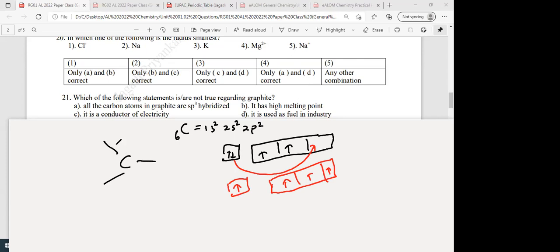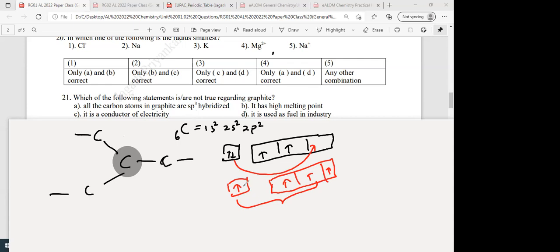To make 3 bonds, these 3 bonds are identical. In graphite, these 3 bonds are identical. Again, this will form like this. I'm interested in this one carbon atom in the graphite. There are 3 covalent bonds. To make 3 bonds, there is no need to mix 4 electrons. Only 3 electrons are enough to form 3 bonds. Only these 3 will mix up.